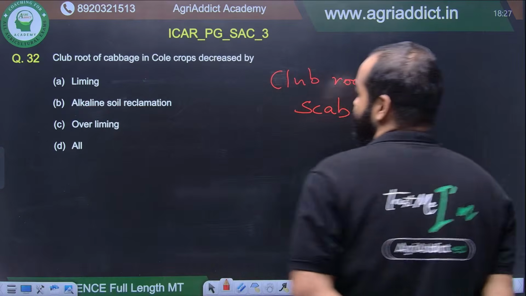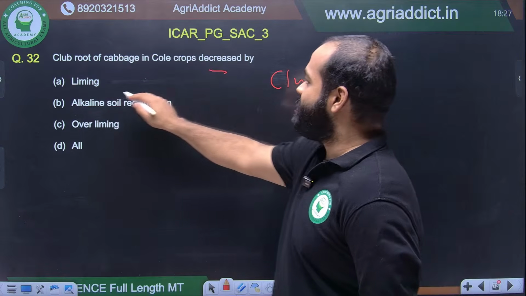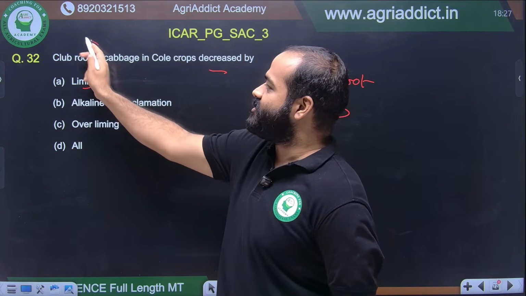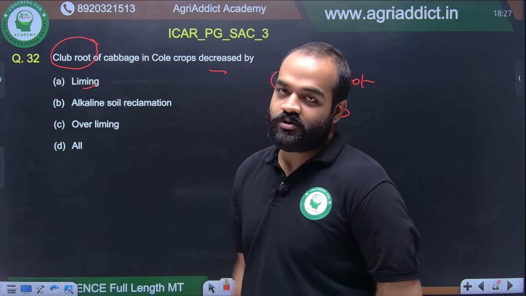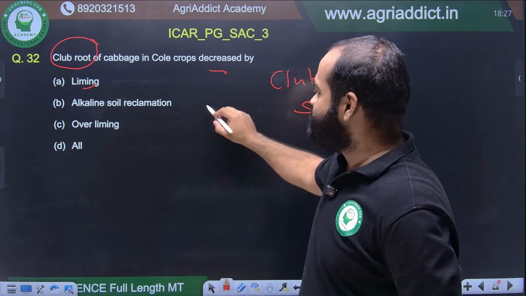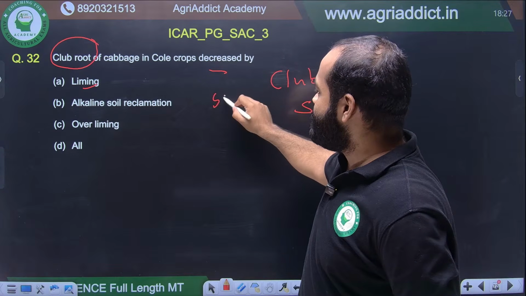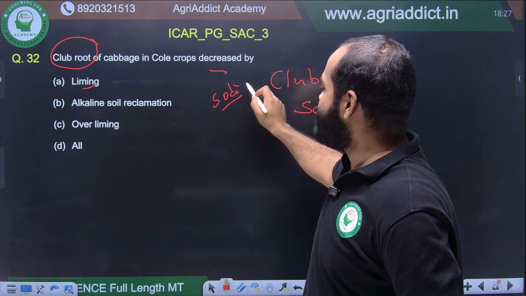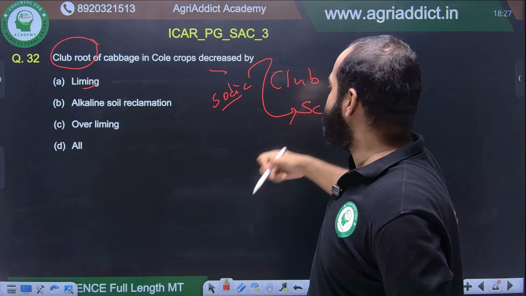It will be liming. Liming से decrease होगा मतलब in acidic soil, acid soil में there is a chance of club root. Acid soil has the susceptibility to club root. Similarly, higher pH soil, यानी कि sodic soil or salt affected soil, they are prone to scab.